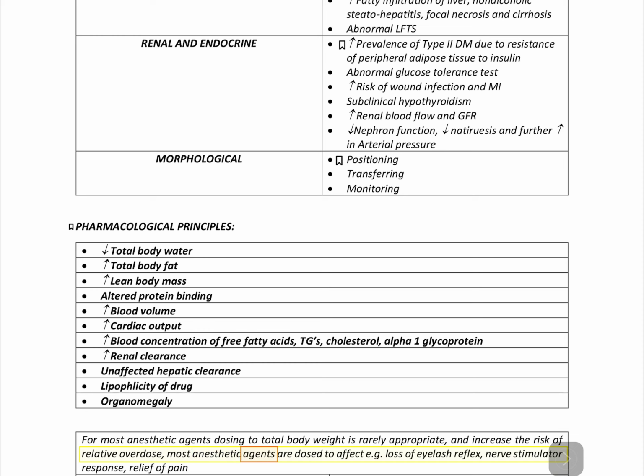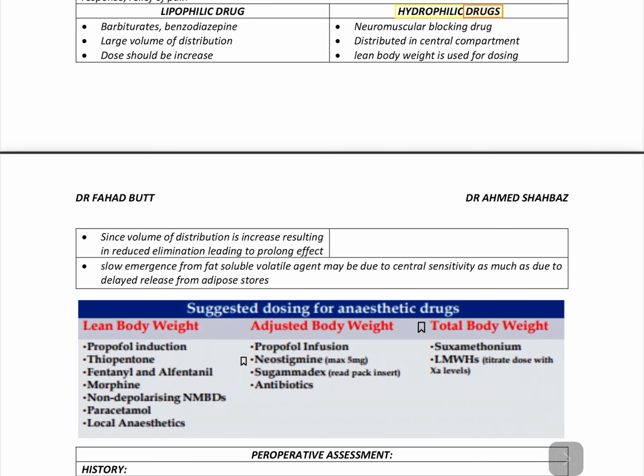Most anesthetic agents are dosed to effect, e.g., loss of eyelash reflex, nerve stimulator response, relief of pain. Lipophilic drugs, hydrophilic drugs, barbiturates. Benzodiazepines have a large volume of distribution, so the dose should be increased. Neuromuscular blocking drugs are distributed in the central compartment, so lean body weight is used for dosing, since volume of distribution is increased, resulting in reduced elimination leading to prolonged effect.